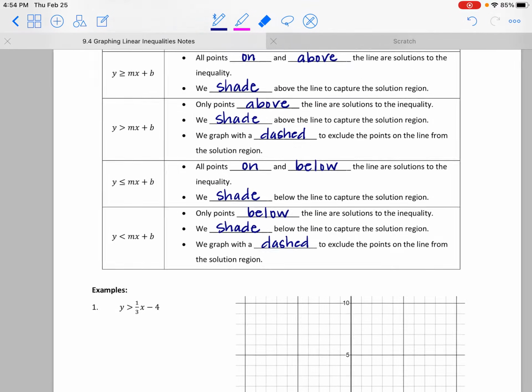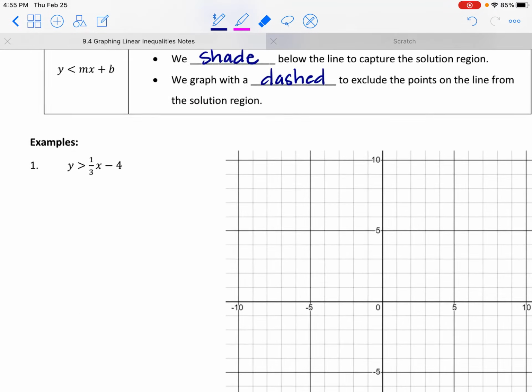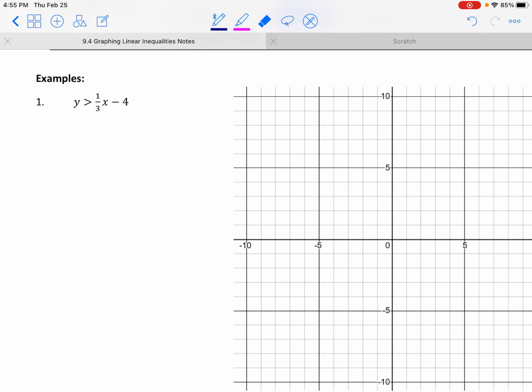Okay? So we're going to graph the same way, and then decide if we have a dotted or solid line, and decide if we have to shade above or below. So looking at example 1, let's see if we can put all this together. We have a slope of 1/3, m equals 1/3. That's telling me that I'm rising 1 and running 3 to get from one point to the next. So that's going to go up 1 and right 3 from one point to the next.